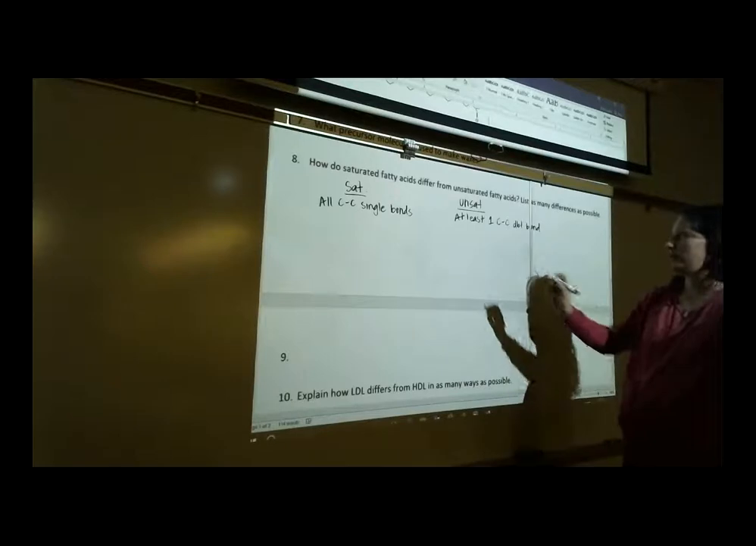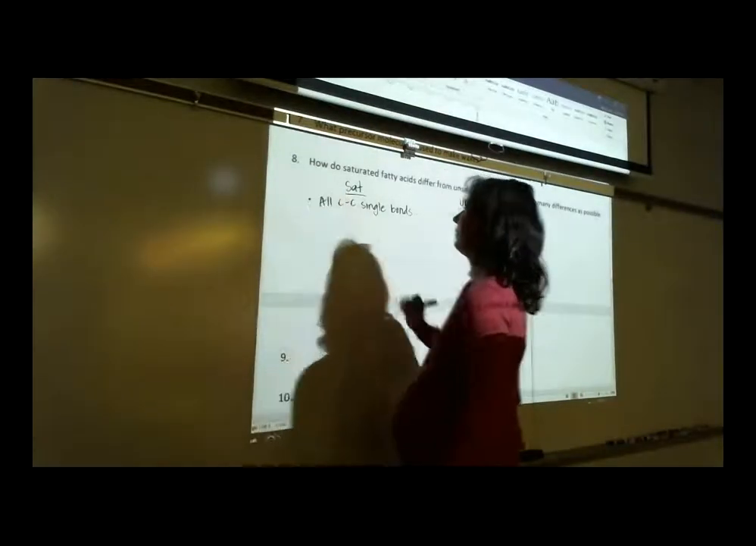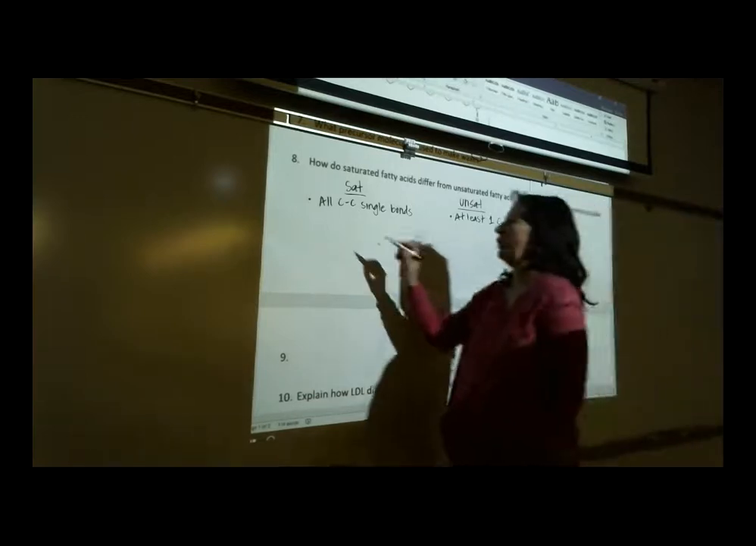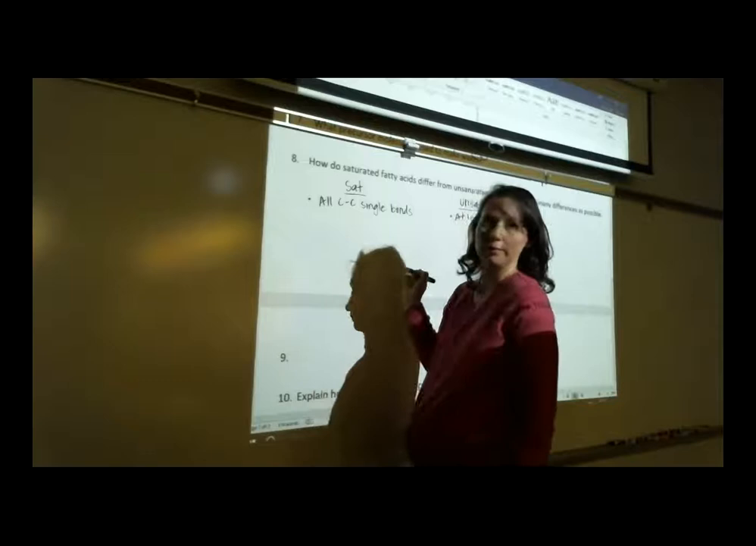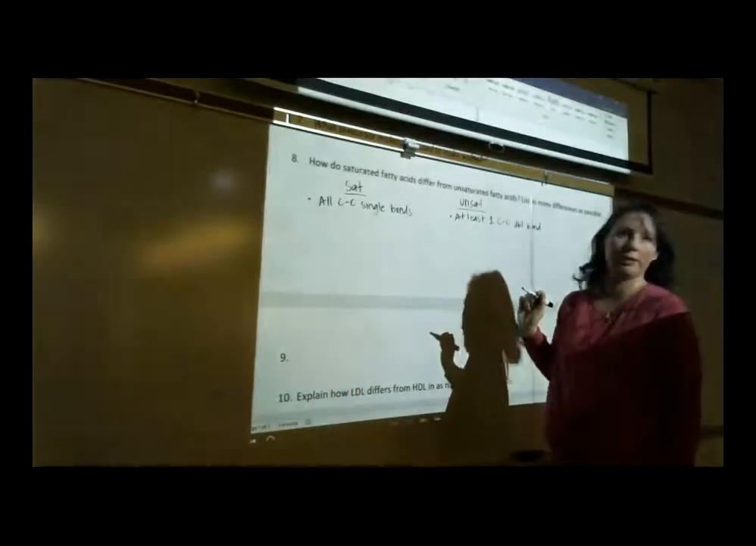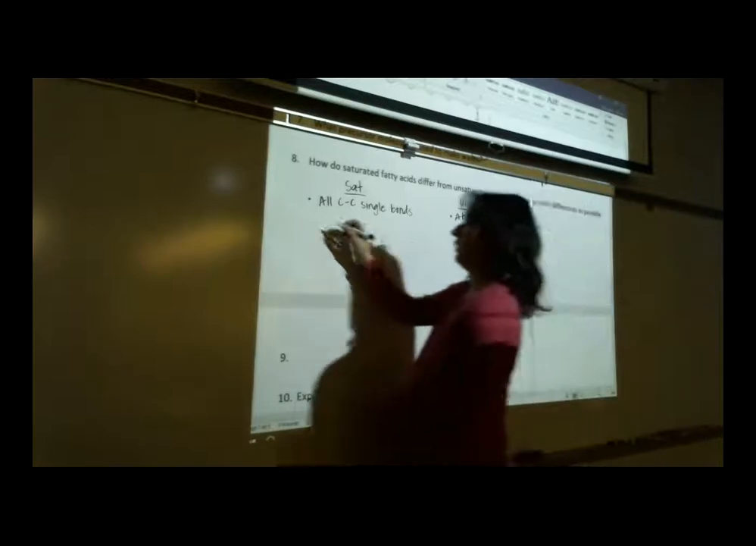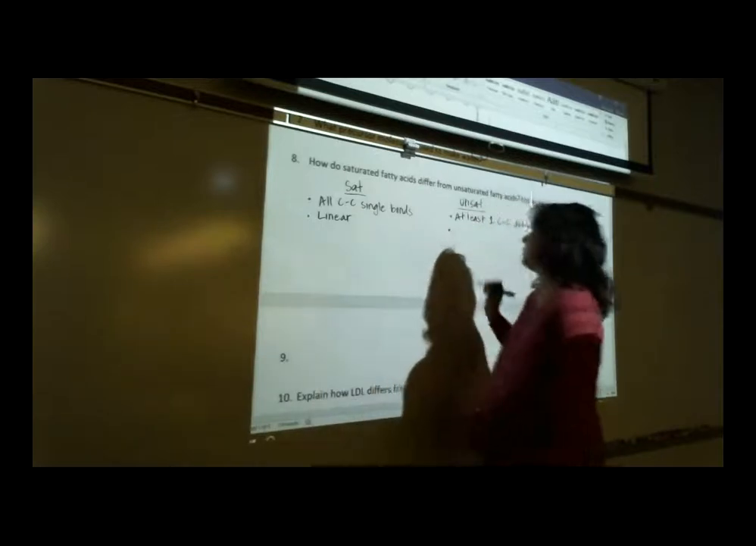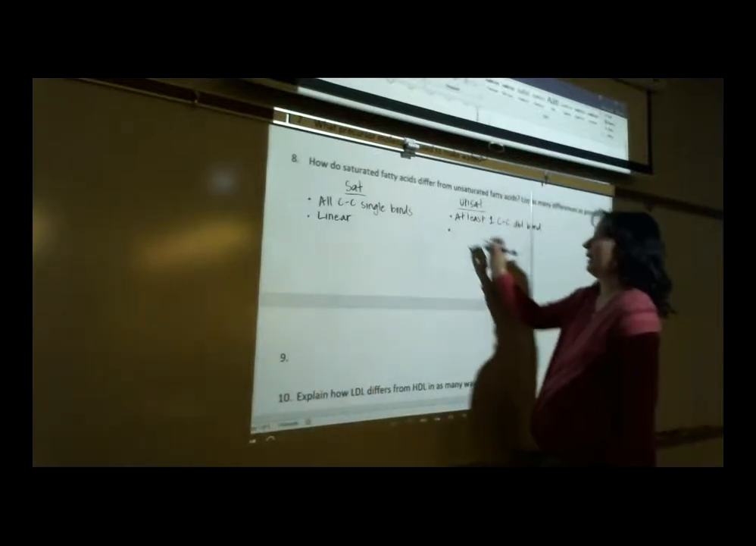Okay, what are some other differences? Their sub-families are different, aren't they? Well, I'm really talking more about physical differences. When you've got single bonds, which one's gonna be more linear? Comparing single bonds to double bonds. Single bonds. These are all gonna be linear. Whereas, what will those double bonds put in the chain? The chain has kinks, right?